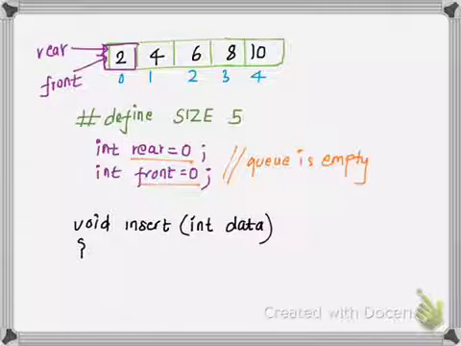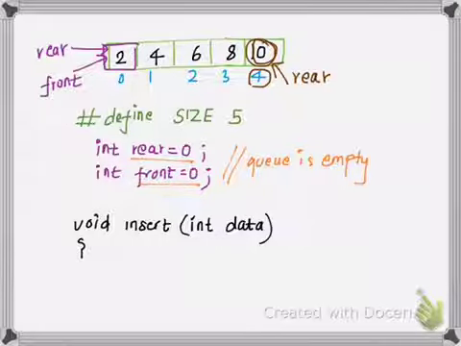So now our rear, as 10 is our last data, and I've already told you that we insert the data at the rear. So now rear will be pointing at memory location 4, but every time after we insert the data, we are going to increase the rear by 1. So after inserting the data at 4, rear will be pointing at memory location 5 right over here. And I'm going to erase this rear.